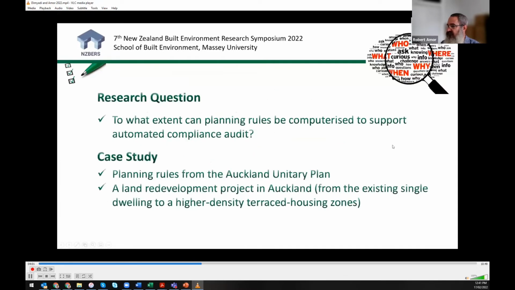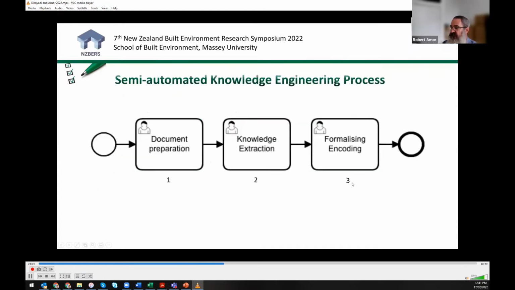So the question that we're looking at here is, to what extent can the planning rules be computerized to support automated compliance audit? And the case study that we're looking at is based on the Auckland Unitary Plan and a land development redevelopment project in Auckland, going from an existing single dwelling to a high density terraced housing zone. And so looking at what is possible on the land redevelopment and what the financial potential is of that redevelopment.